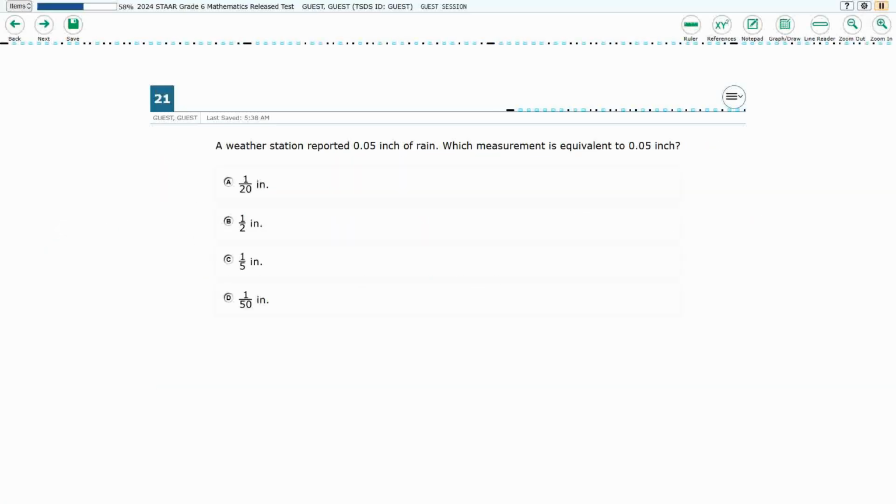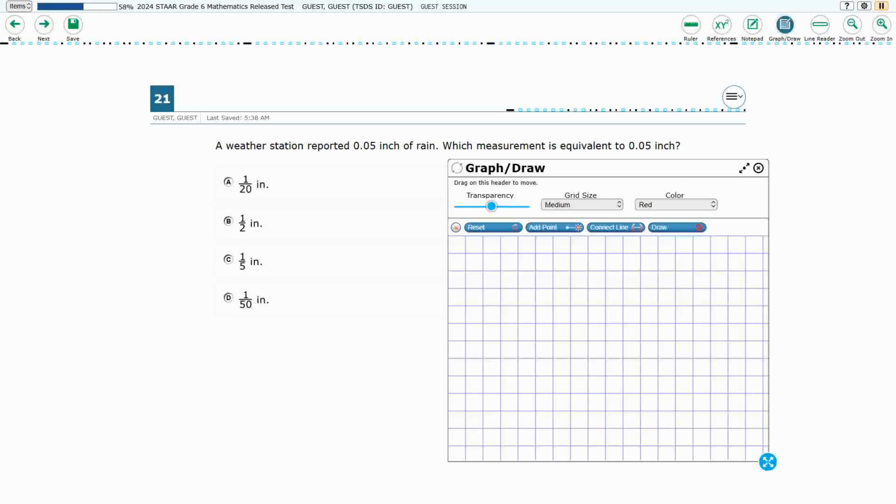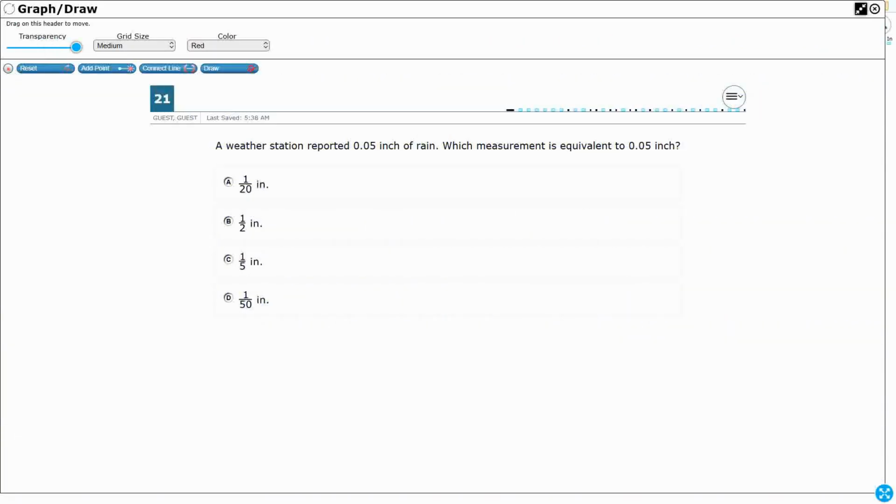For number 21, we are looking at fractions, decimals, and percents. This is standard 6.4G, and it's pretty straightforward. We've got this decimal here that we need to turn into a fraction. 0.05 inches of rain. We need to find a measurement that is equivalent to this. Now, I say 0.05, but if we know our place value, 5/100ths, that actually helps us, right? So here's our place value chart, right?